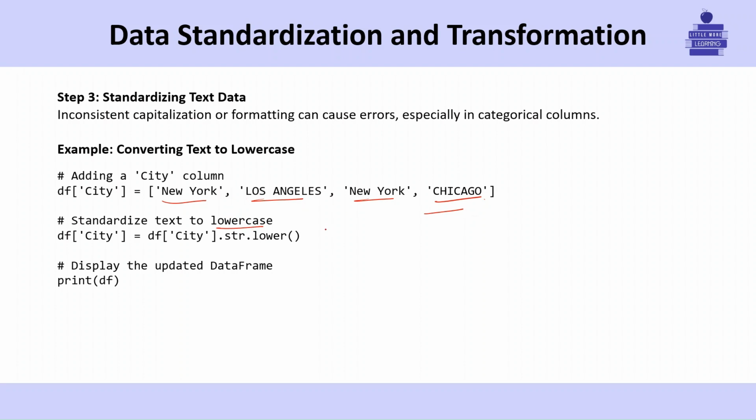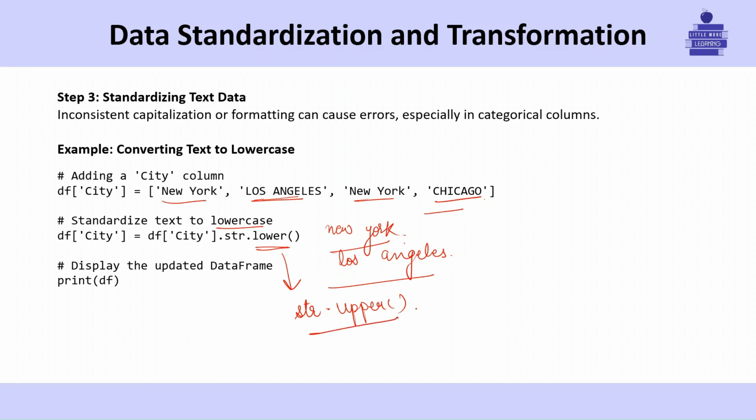Suppose for example, New York will now be written all in lowercase, and if Los Angeles is in uppercase, because we are using lower, it will now be represented in lowercase only. And instead of str.lower, if we use str.upper, then all the string values present in the column will be changed to uppercase, like New York will be represented in all uppercase like this.